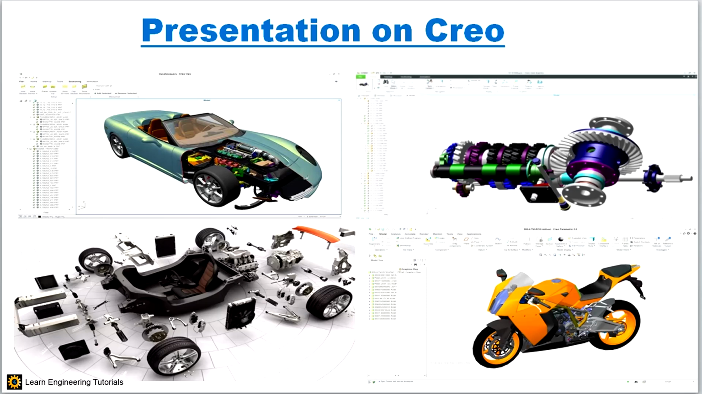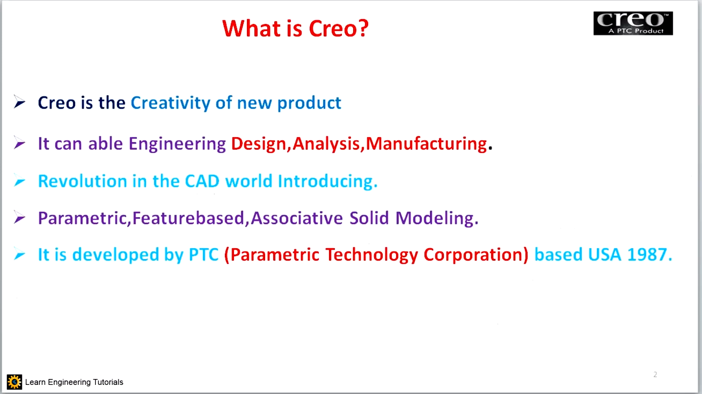Presentation 1: Creo software. These are the different models designed by Creo software. What is Creo? Creo is a creativity of new product. It can evolve engineering designs, analysis and manufacturing, a revolution in the CAD world, introducing parametric, feature-based, associative solid modeling. It is developed by PTC, Parametric Technology Corporation, based in the USA in 1987.